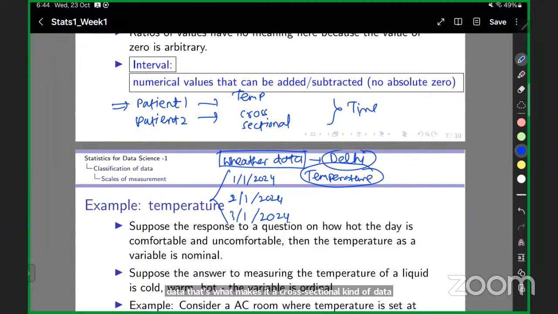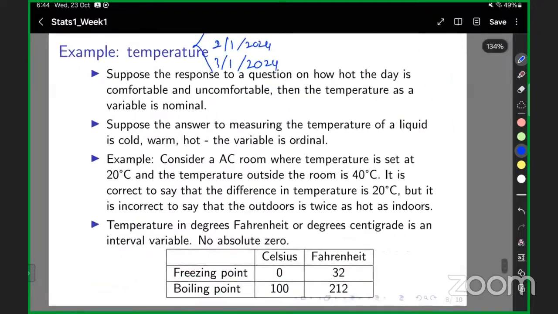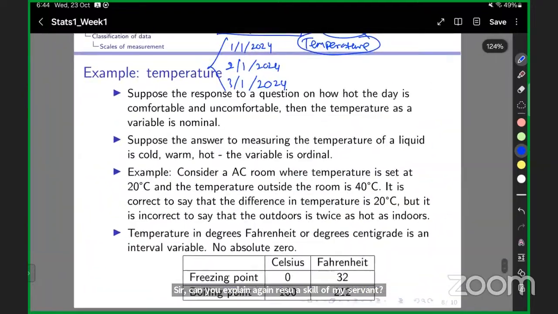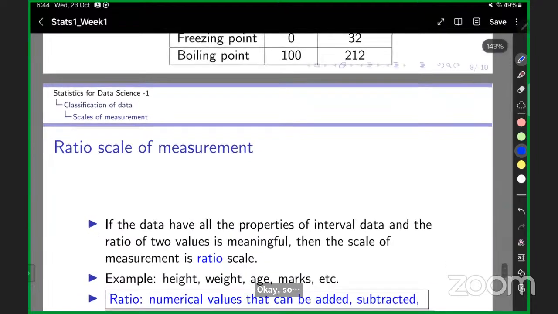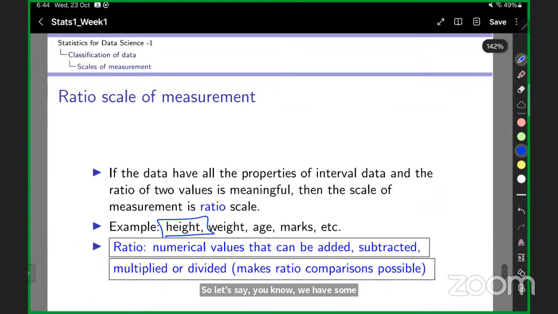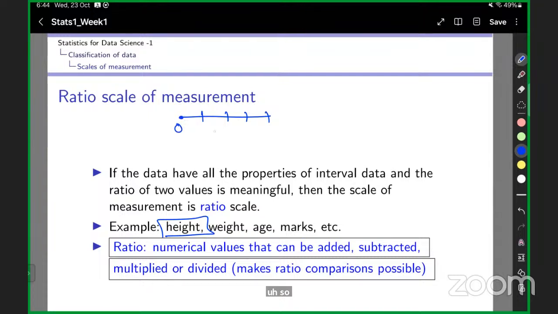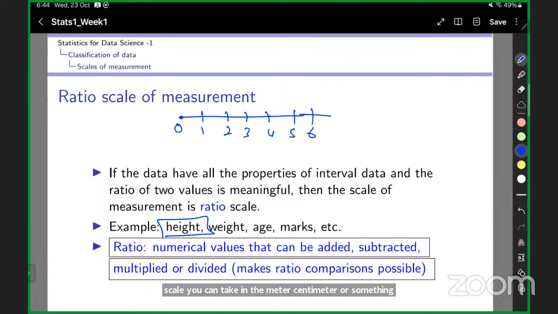So can you explain again ratio scale of measurement? Okay. So let's say we can take height. What could be a minimum height? If I say something's height is 0, what does it mean? It means that it doesn't exist, right? 0 means nothing. So that could be the minimum possible, and you can have anything in height, right? In measurement scale, you can take meter, centimeter, or something. So if you measure them, it would lie above 0, or 0 means it doesn't exist, right?